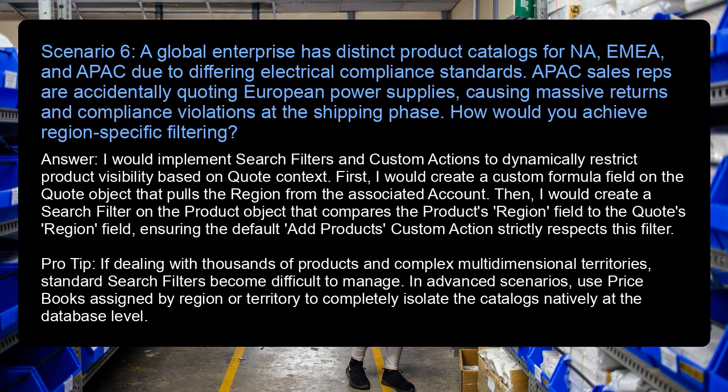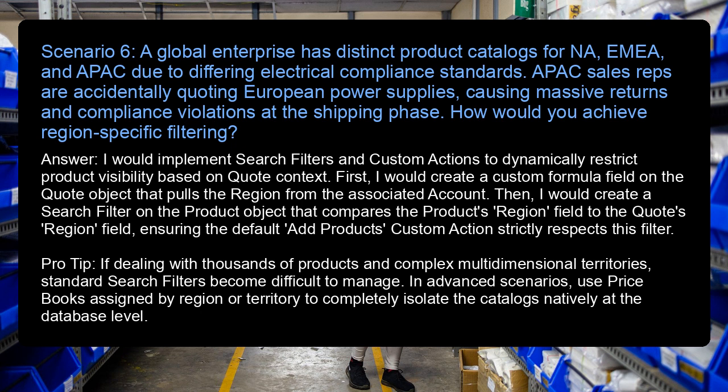Scenario 6. A global enterprise has distinct product catalogs for NA, EMEA, and APAC due to differing electrical compliance standards. APAC sales reps are accidentally quoting European power supplies, causing massive returns and compliance violations at the shipping phase. How would you achieve region-specific filtering?